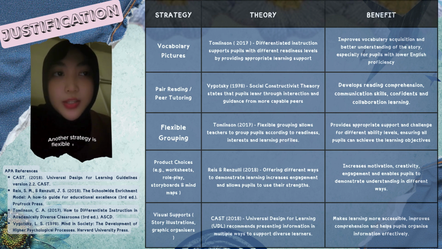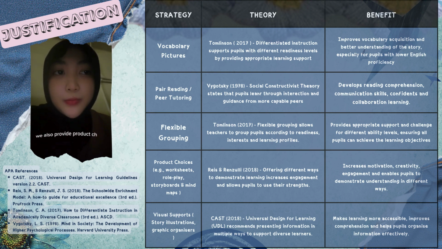Another strategy is flexible grouping. Instead of placing pupils in the same groups for every activity, the teacher groups them according to the learning tasks and their readiness level. Pupils who need extra support receive more guidance from the teacher, while advanced pupils are challenged with higher order thinking activities such as analyzing characters or predicting alternative endings. This ensures that every pupil learns at an appropriate level and stays engaged throughout the lesson.